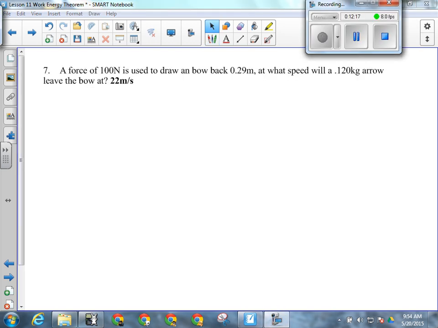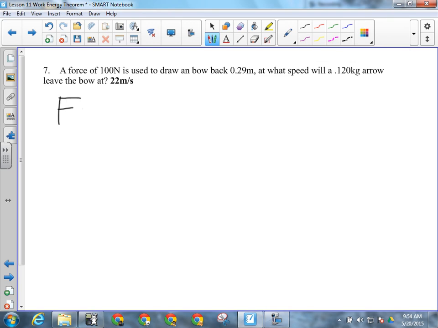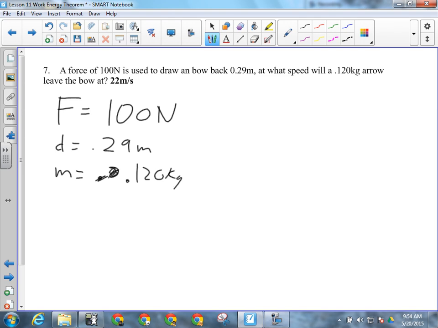Okay, let's have a look at number 7 here, guys. Listening, please. Force of 100 newtons. And guys, this is the exact example I gave when we did the lesson last week. It was the bow and arrow. Force is 100 newtons. It draws a bow back a distance of 0.29 meters. At what speed will a 0.120 kilogram arrow leave the bow?